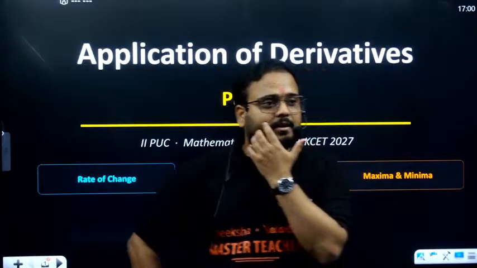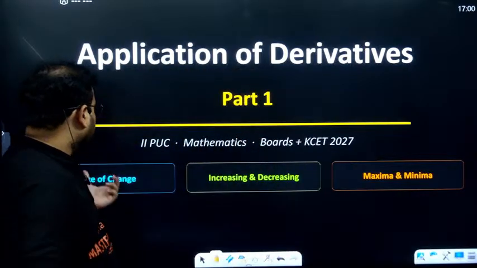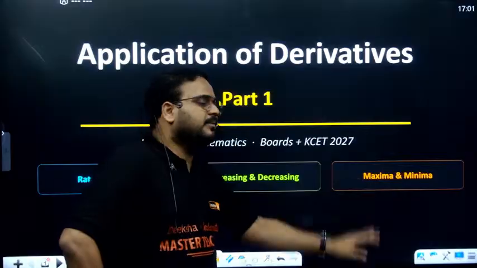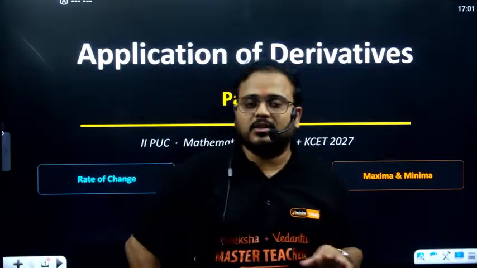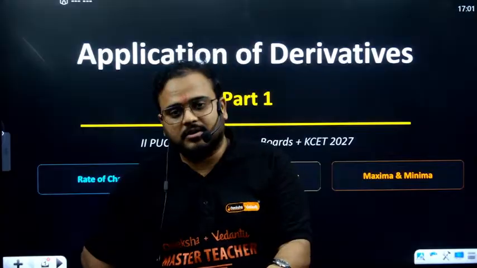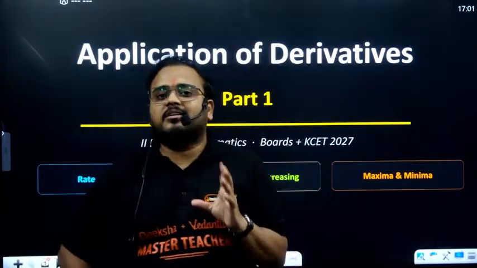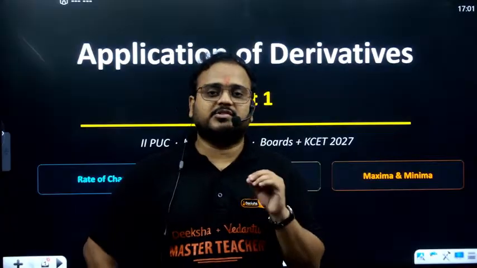But basically three types of questions come from this chapter: rate of change, increasing decreasing function, and maxima minima. I'll discuss all three concepts today itself. Okay, so please make sure that if you're here, stay till the end and make sure that you've learned and clear your doubts regarding these three topics.